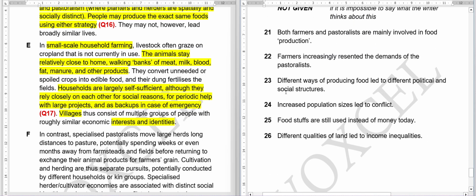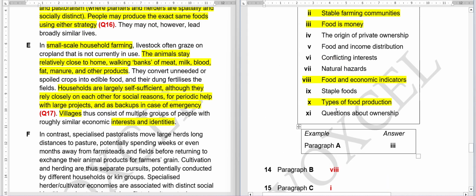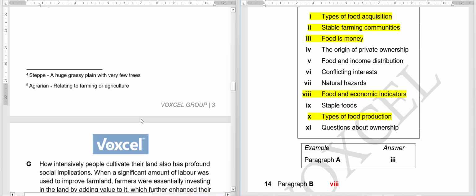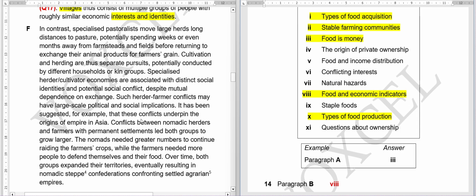The 23rd option: different ways of producing food led to different political and social structures. Is there any mention of this, that groups produce food in different ways and it led to different political and social structures? Again, no. Increased population sizes, again not mentioned. Foodstuffs are still used. So obviously our answer is not in the E paragraph either, so we will move on to the F paragraph. It's quite big, I hope. Now we will read the F paragraph.